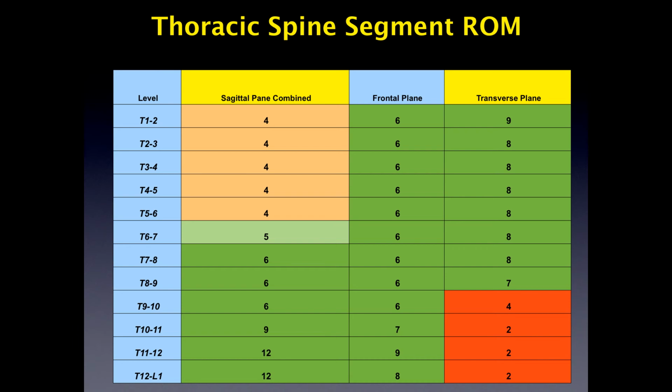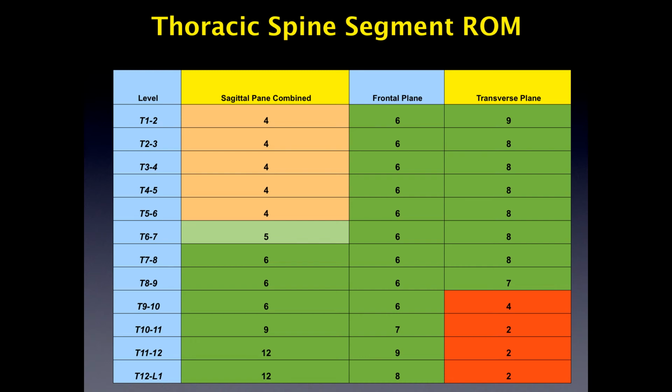In the frontal plane, the thoracic spine has relatively consistent motion in the segments T1 through 9, about 6 degrees at each level. T10 and 11 have a slightly greater range. T11-12 has 9 degrees, and T12-L1 is approximately 8 degrees. This is consistent with the motion in the frontal plane in the lumbar spine.